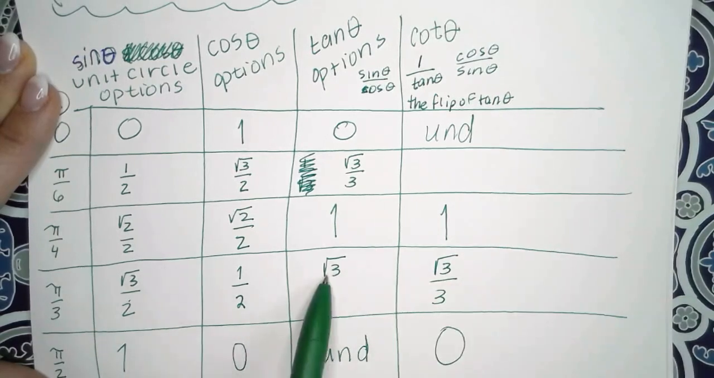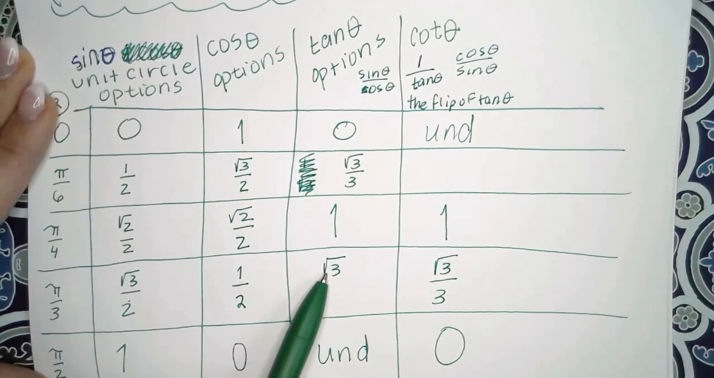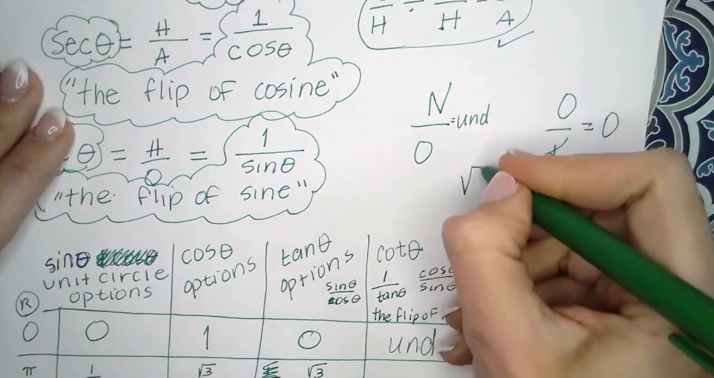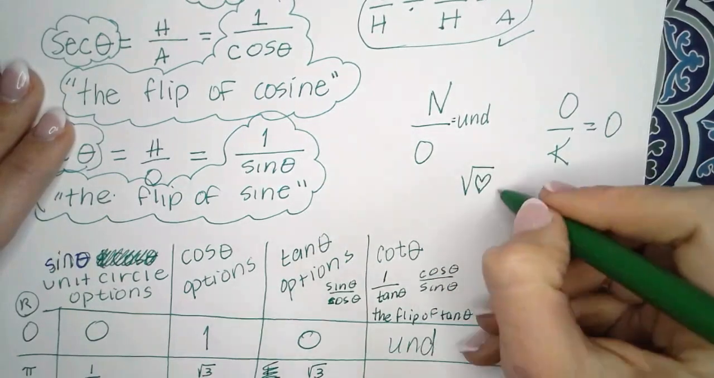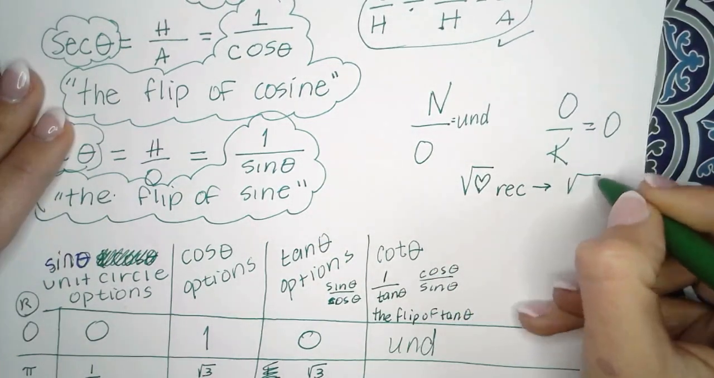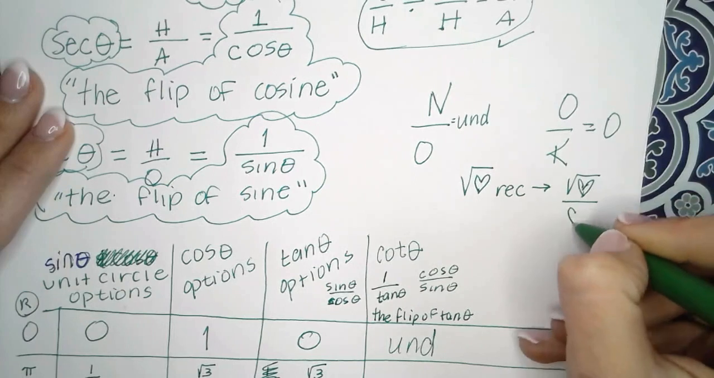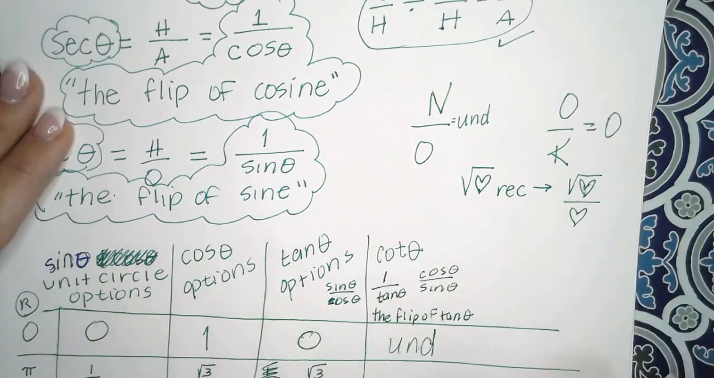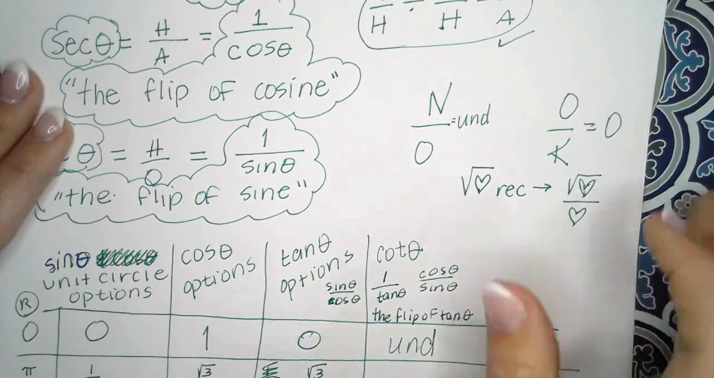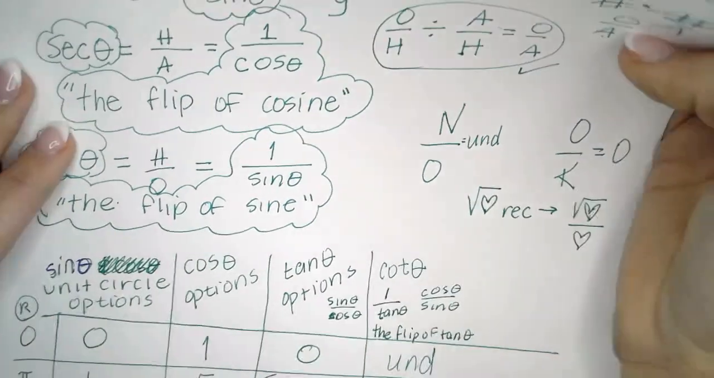Yep. I don't care what's in the radical. The reciprocal of radical smiley face is radical smiley face over smiley face, whatever it is. So over here, the square root of heart, the reciprocal will be square root of heart over heart. Those are reciprocals of each other. When you flip, I promise, don't waste your time rationalizing your denominator every single time.